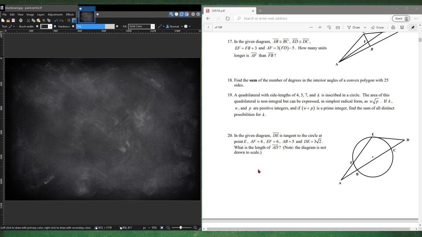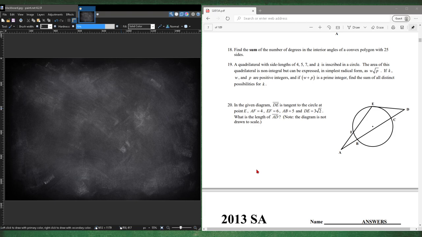Okay, number 19. A quadrilateral with side lengths of 4, 5, 7, and k is inscribed in a circle. The area of this quadrilateral is not integral, but it's w square root p. And if they're integers and w plus p is prime, find all possibilities of k.